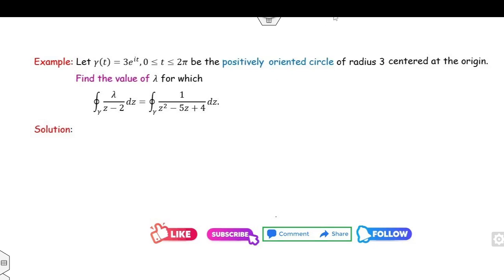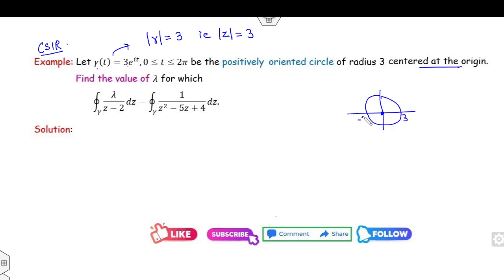Okay, look at this another one. This is again the question which was asked in the CSIR NET examinations. Let gamma is the circle. This is the equation of the circle. You can see the gamma will be 3. That means I can say mod z is equal to 3. So this is the center at origin. Radius is 3. Fine.